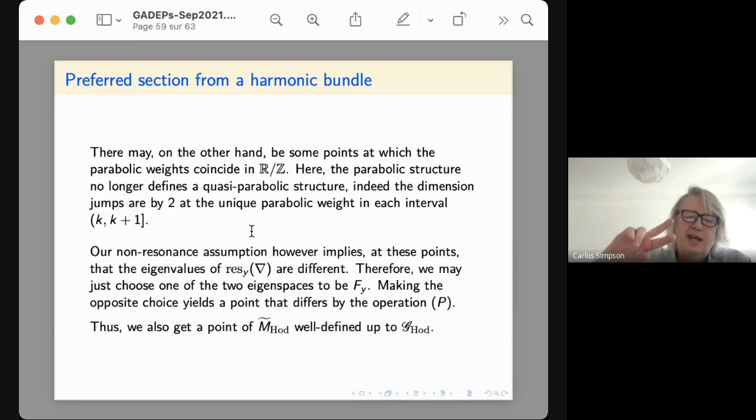So in that case, we're at one of these points where you can do the flipping operation between the two eigenvalues. You just choose one of those two subspaces, and you don't care which one it is, and the P operation interchanges those two. So at points where you have this resonance problem for the parabolic weight, the two eigenvalues are going to be distinct, so I can just choose one of those two eigenspaces. That gives us a well-defined point of the M tilde up to the gauge group.